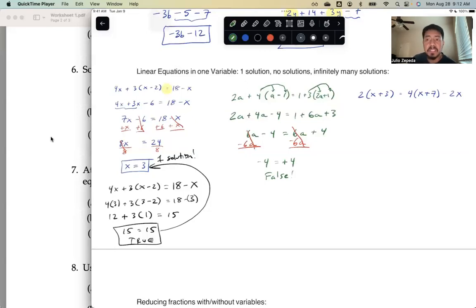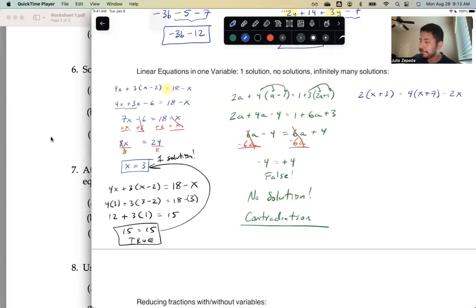What this means is, since the variables canceled and we got a false statement, this means that there is no solution. There is no value for the variable that you could plug in to make it true. You can try plugging in a equals whatever you want, 0, a equals 1, a equals 3. There is no value of a that will produce a true statement. This statement is always false. This is sometimes called a contradiction. If you read the textbook, that's what they call it there.